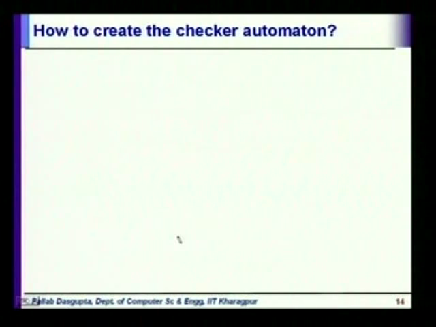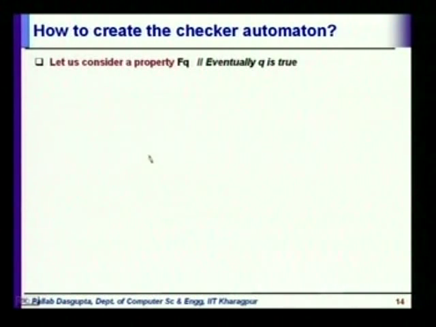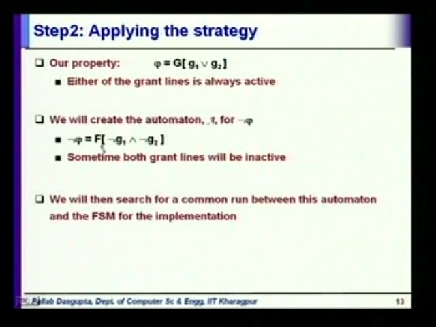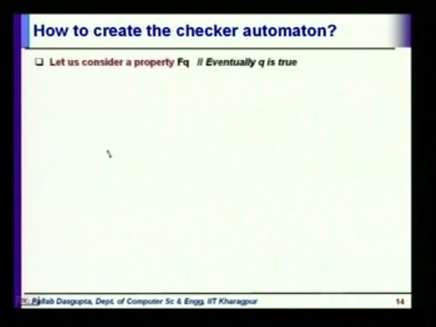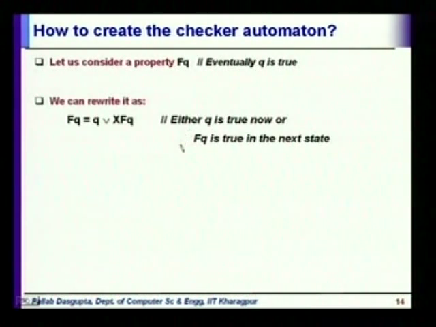So let's see how we create the checker automaton. Let us consider a property FQ, where Q is some Boolean formula. In fact, the property that we are looking at here is of that form. If you say that this is my Q, then this is FQ. So we can rewrite FQ as Q or XFQ, because FQ means either Q is true now or in the next state FQ holds. So from the next state, somewhere in the future Q holds.